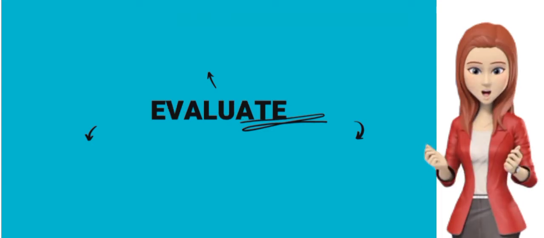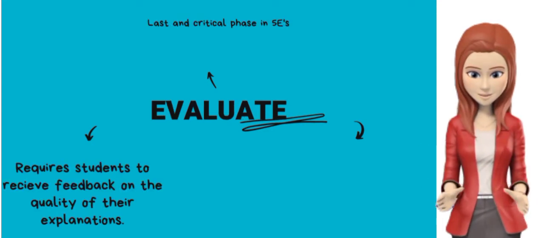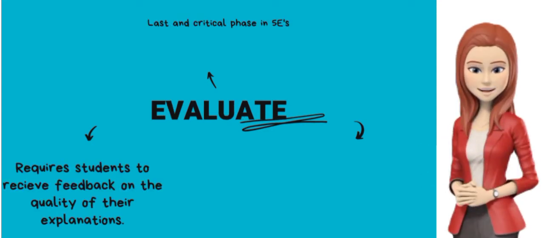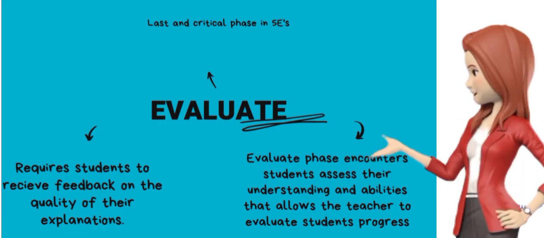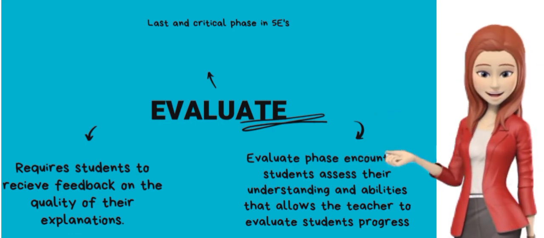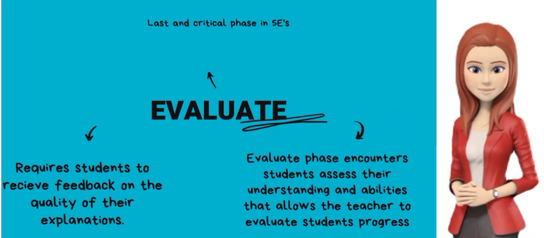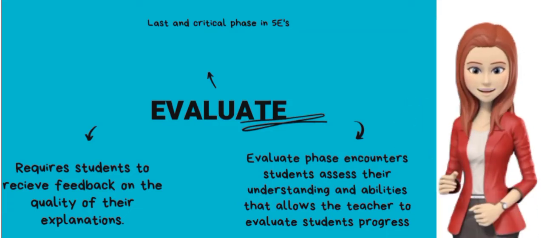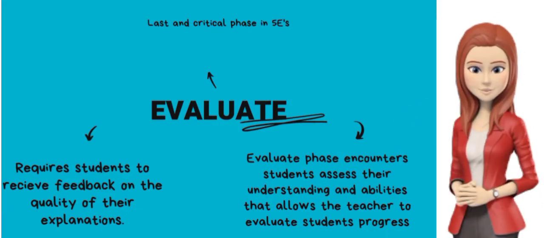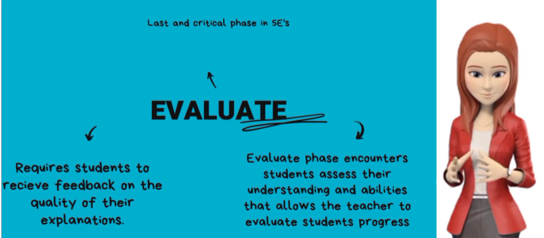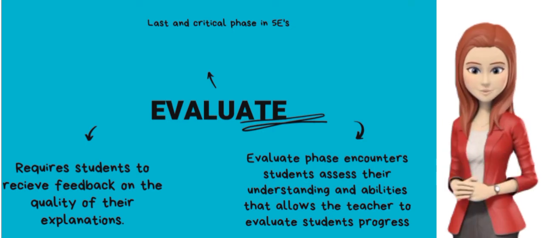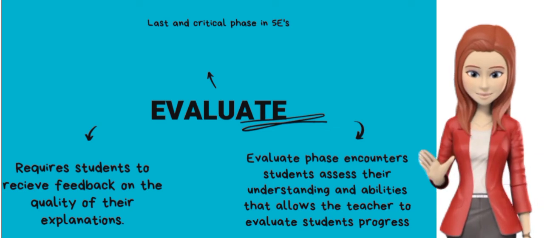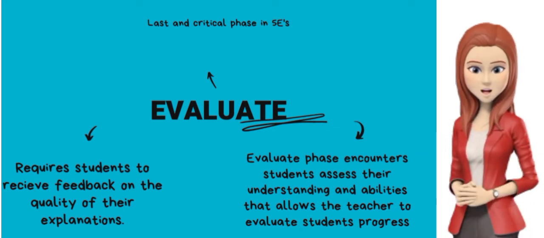Evaluate. It is important that students receive feedback on the quality of their explanations. Informally, this may happen throughout the learning sequence. Formally, the teacher can also administer a summative evaluation at the end of the learning sequence. The evaluate phase encourages students to assess their understanding and abilities and allows teachers to evaluate individual student progress toward achieving learning goals and outcomes.